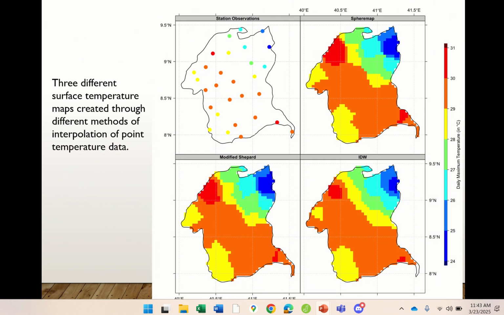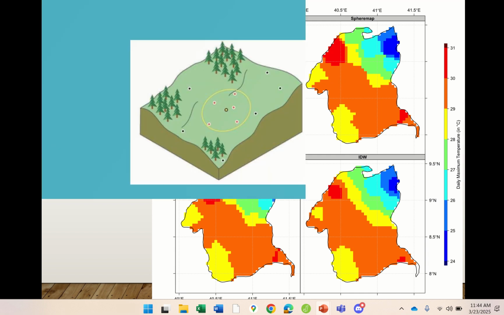Again, all these different methods, whether deterministic or geostatistical, are going to give us slightly different maps of what the variable looks like. In this case, the variable in the top left is the station observations. Maybe this is temperature or maybe precipitation. You can see that the three different interpolation methods we're looking at, the different squares there, give us similar but slightly different maps of how that variable likely varies across all of that continuous distance.